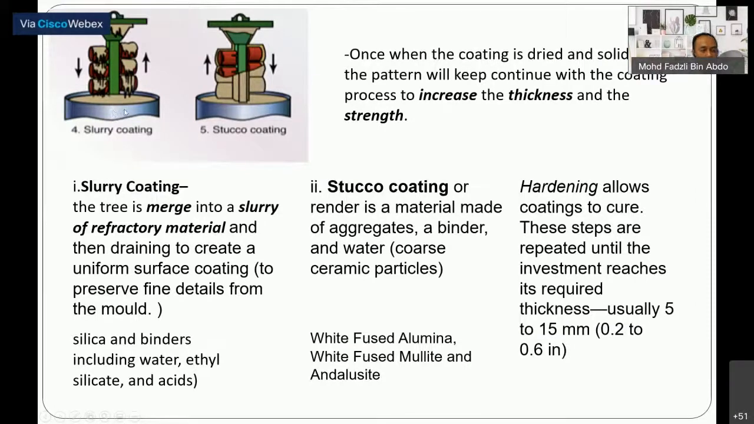Slurry coating, its material is refractory material, and then draining to create a uniform surface coating to preserve fine detail from the mold. Silica and binder including water, ethyl and acid.